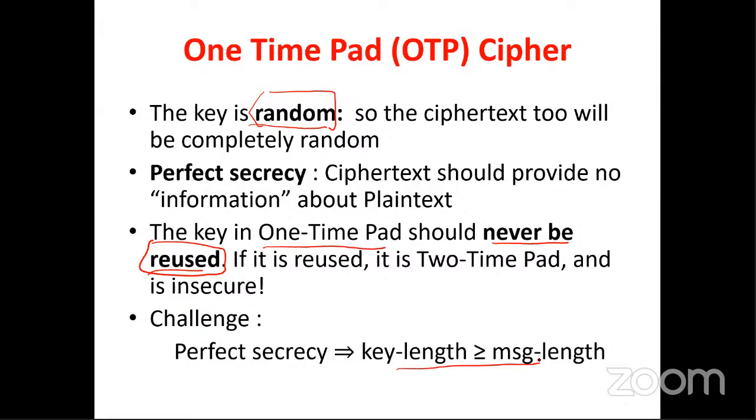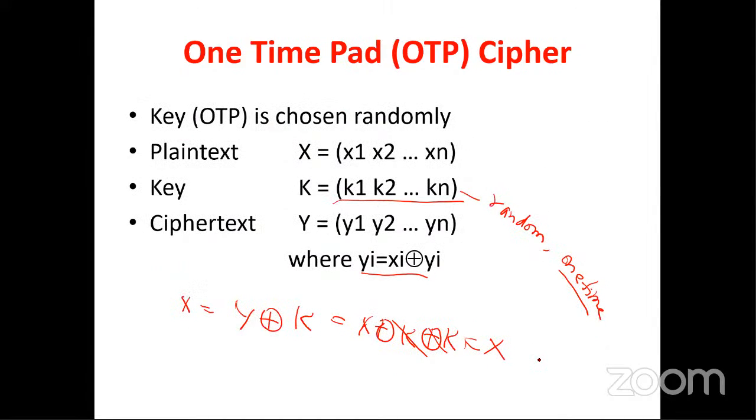So what is the challenge here? Let's suppose I want to send a 1 GB file using this one-time pad. What should be the size of my key? Can anyone tell? If the plaintext message is 1 GB, then what should be the key size? 1 GB. So whatever the plaintext size, I should have at least the same size of key, and that too completely random.